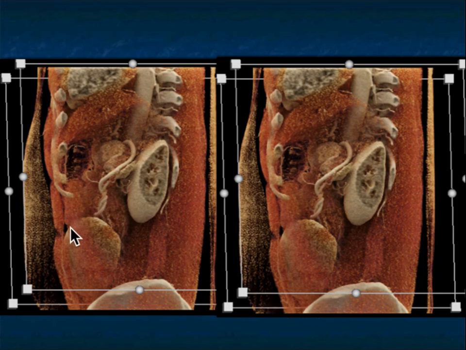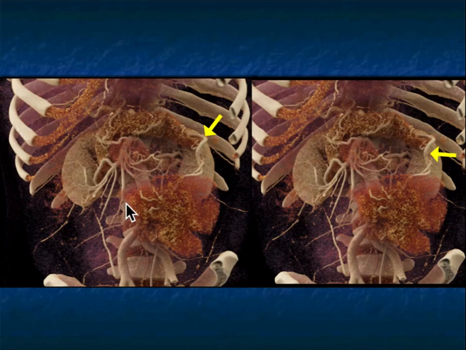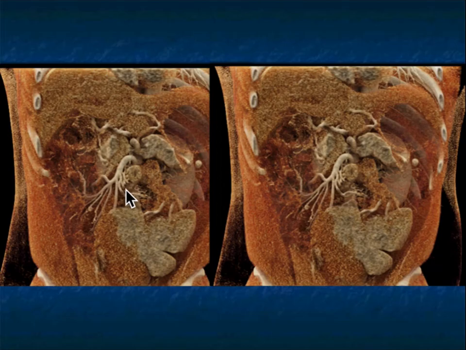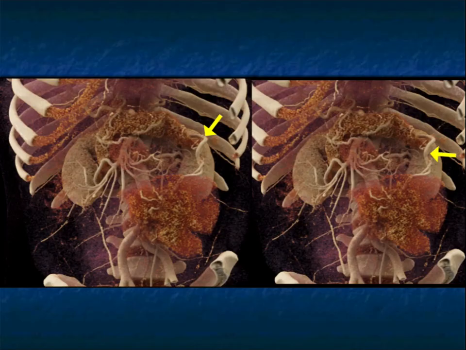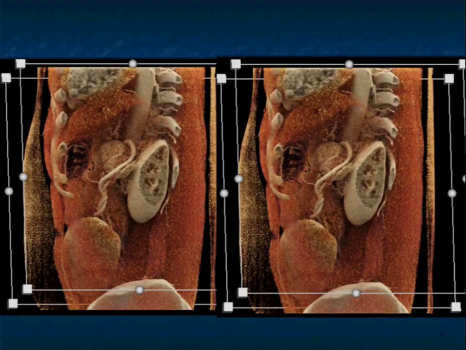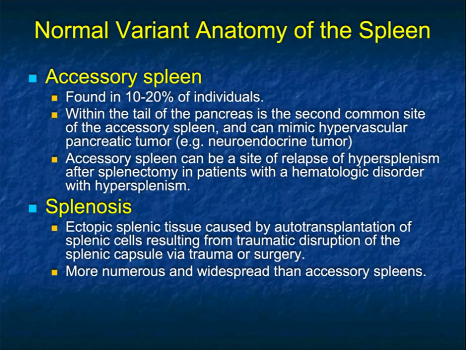Here's the spleen down to the right. There was the splenic artery, very nicely shown. And you can see this as you go through the cinematic renderings very nicely. So again, a really nice diagnosis. The arrow shows the splenic artery, and there it is on the sagittal view. So just a really nice example.